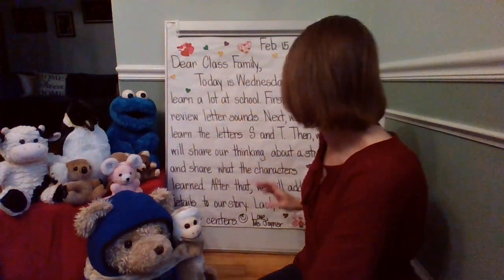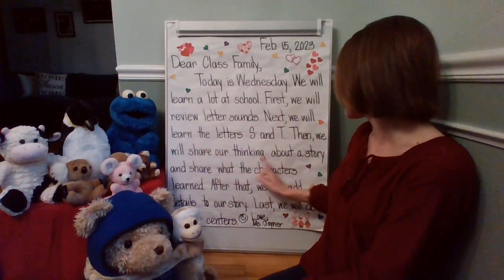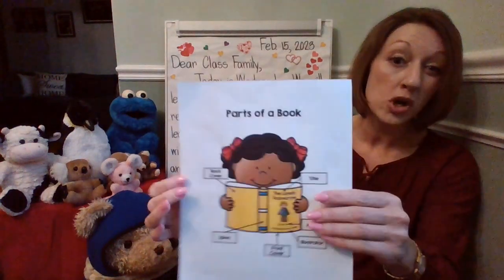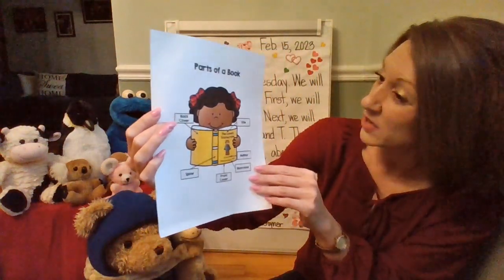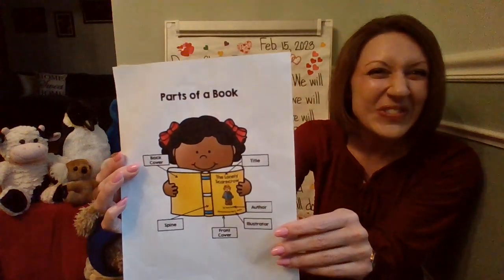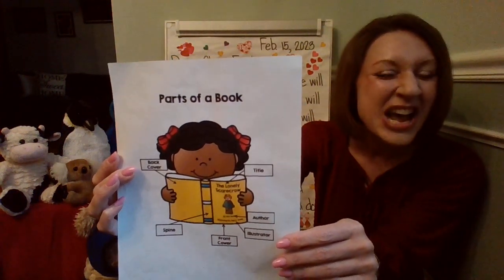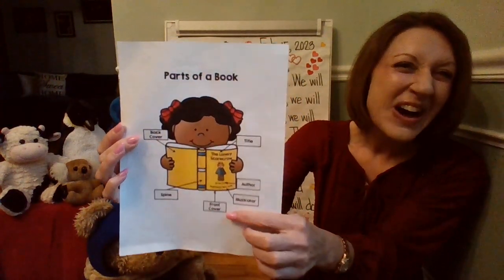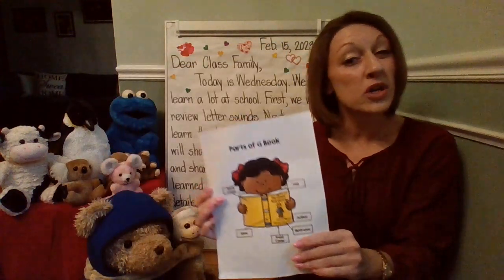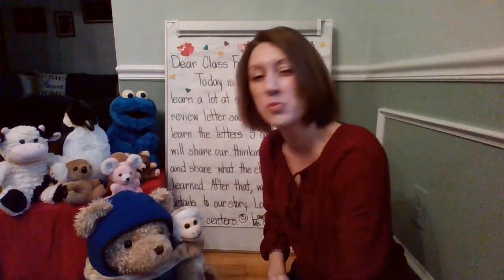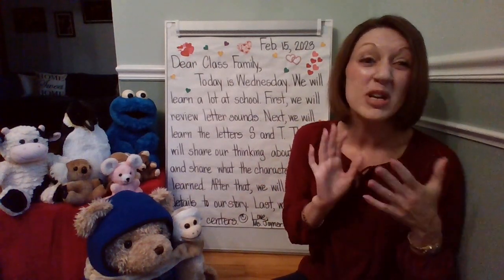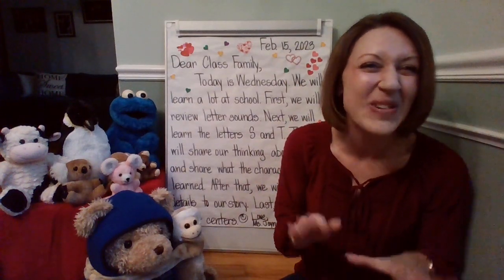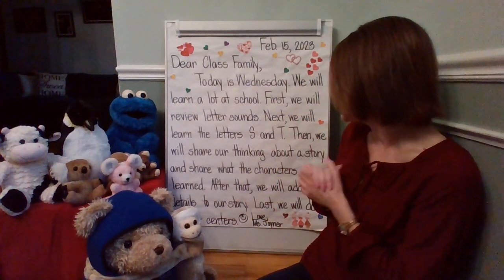In addition to that, then we will share our thinking about a story and share what the characters learned. Okay, so we're reading a book. We'll review the different parts of the book before we read the book. And remember the parts of a book: front cover, back cover, title page. We know every book has an author and illustrator's name, and the spine of the book holds the pages together. We're going to be reading a book, and we're going to be sharing our thinking about what we think the characters in that book learned. All right, let's continue rereading.